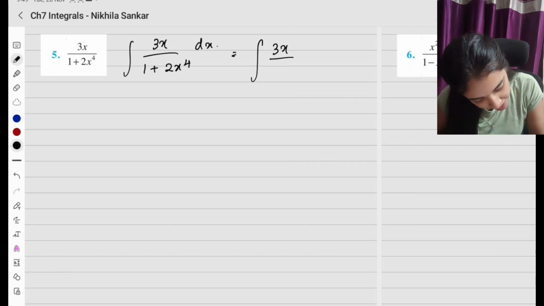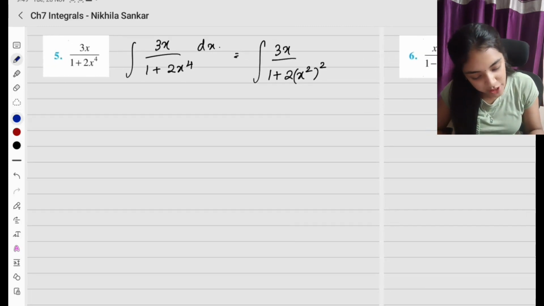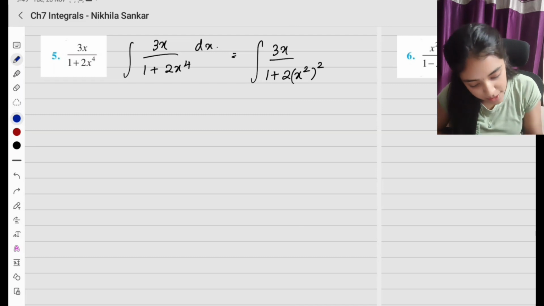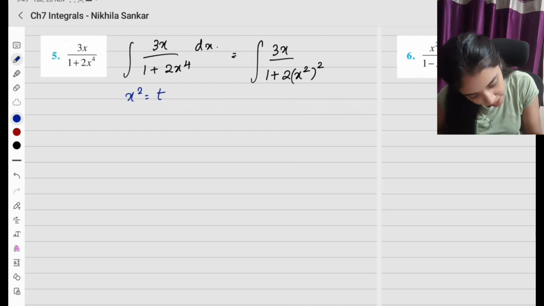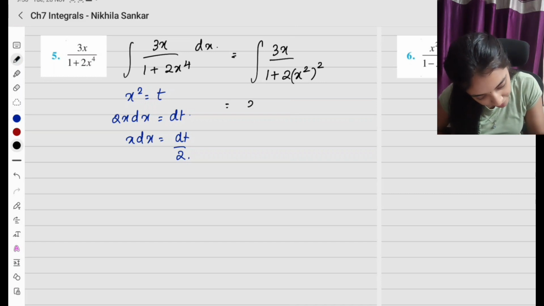Integral 3x divided by 1 plus 2x square the whole square எழுத போறேன். I'm going to make a substitution. எதனால மேல எனக்கு 3x வேண்டானா simplify பண்ண போறேன். t termsல எழுத போறேன். So, I have x square equals t, 2x dx equals dt, but we have x dx. So, x dx equals dt divided by 2. இந்த 3 வெளியில எடுத்துடலாம். So, I basically have 3 வெளியில எடுத்தாச்சு. Integral x dx is going to be dt by 2.